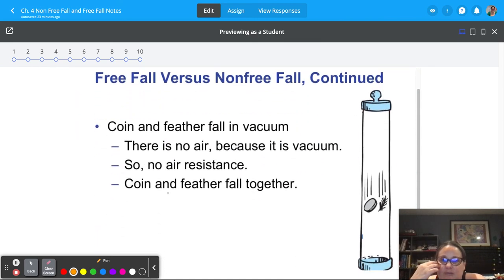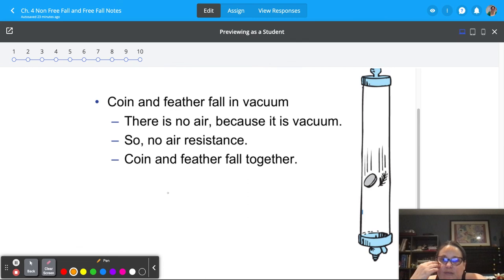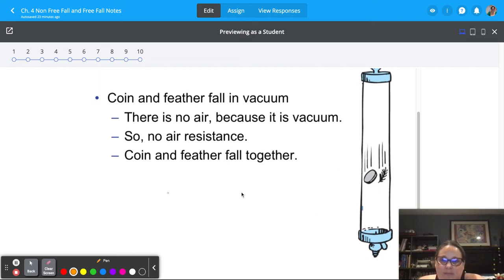Free fall versus non-free fall continued. A coin and feather fall in a vacuum. There's no air because it's a vacuum, so no air resistance. The coin and the feather will fall together.